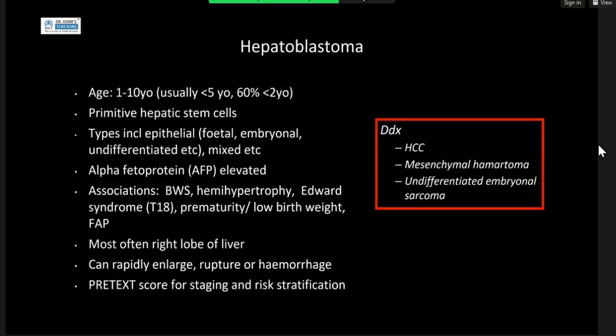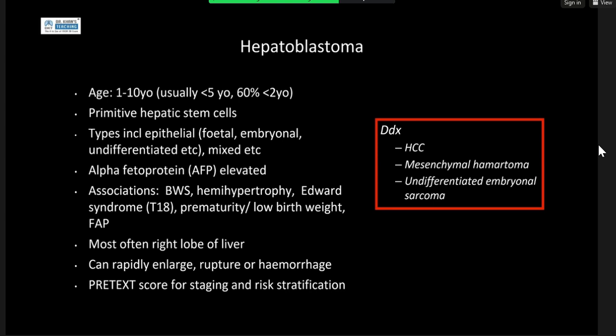So things to think about: HCC, but this often happens in children older than 10 years, and you would think there's something else underlying, whether it's biliary atresia, hepatitis, NF1, alpha-1 antitrypsin deficiency, hemochromatosis, glycogen storage diseases. And then I think you mentioned a mesenchymal hamartoma, which is a good differential. However, this is usually under 2 years old, and I think this was quite a young child as well. But often in mesenchymal hamartomas you get something a bit more multicystic, mixed solid cystic. Well, this one is quite solid.